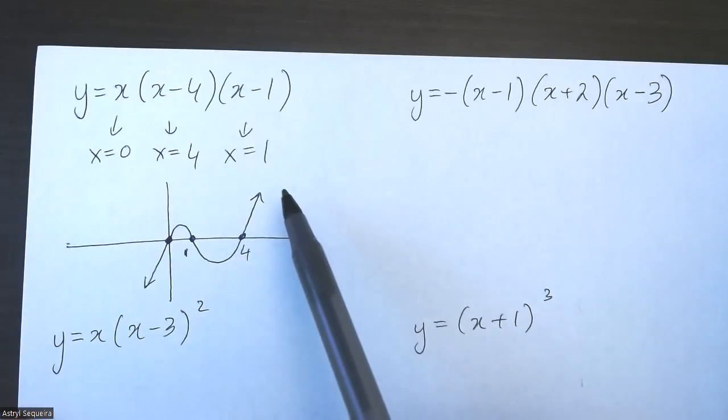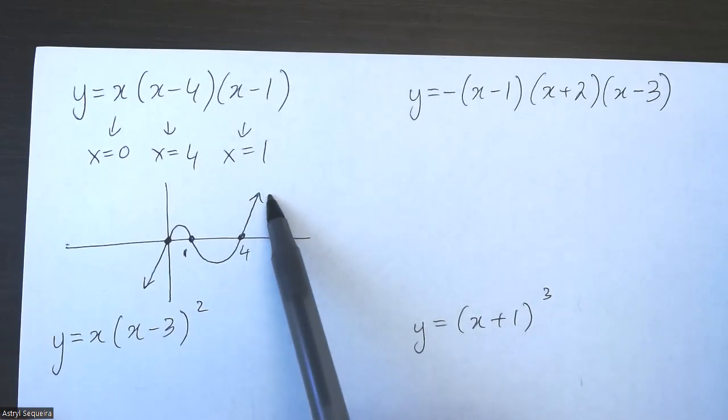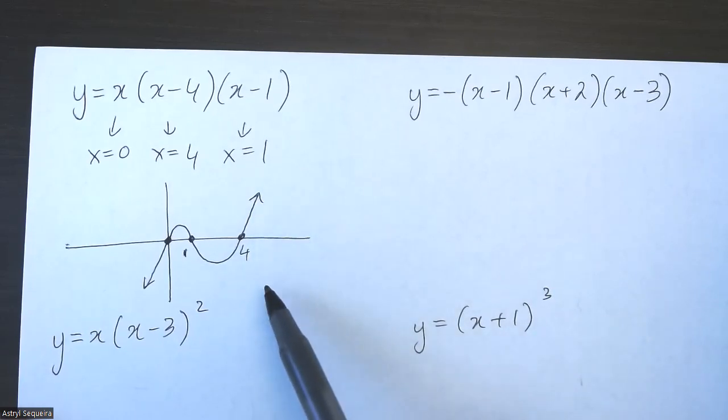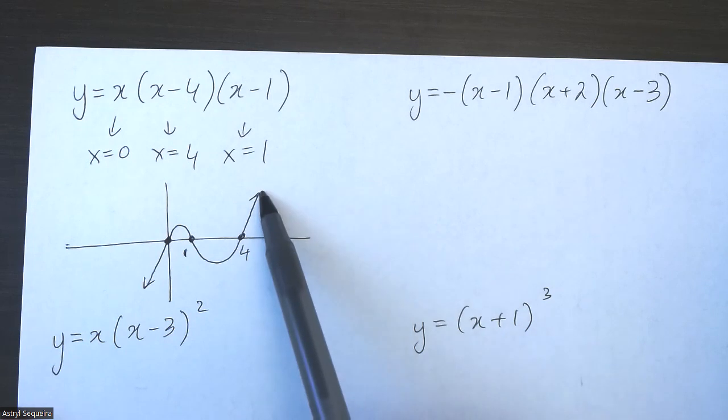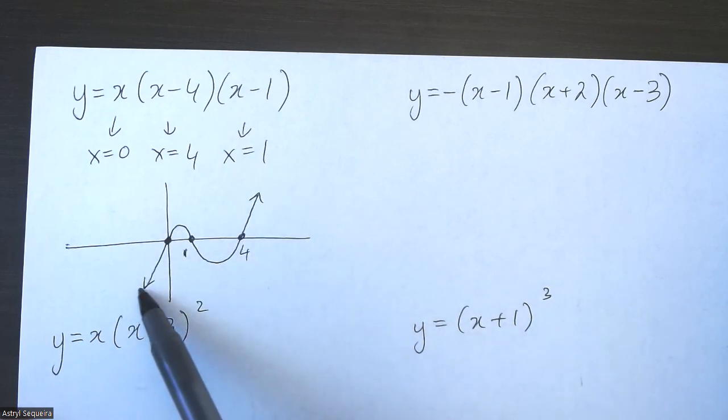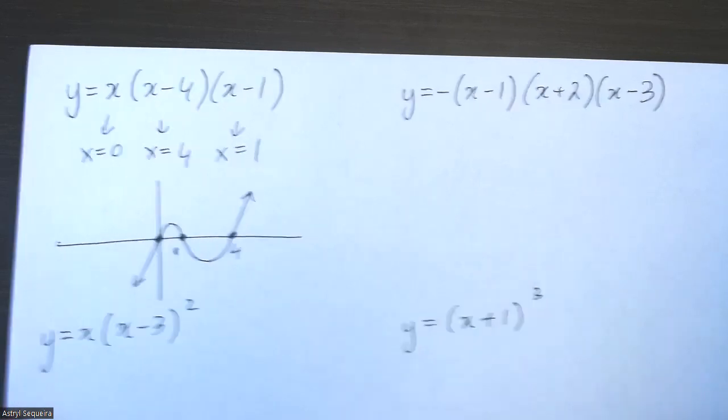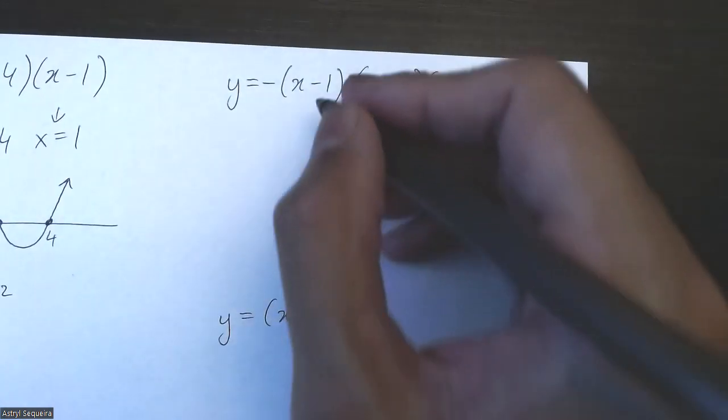So any positive function, whether it's odd or even, will end at the top, and any negative function, whether it's odd or even, will end at the bottom. So I like to start at the end and go back to the beginning. Let's take a look at the second one here.